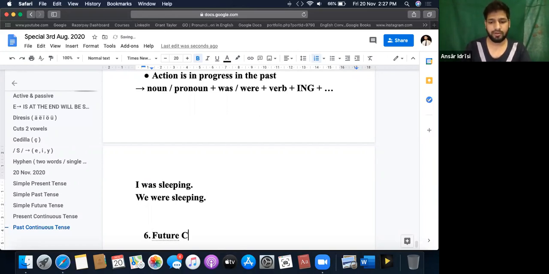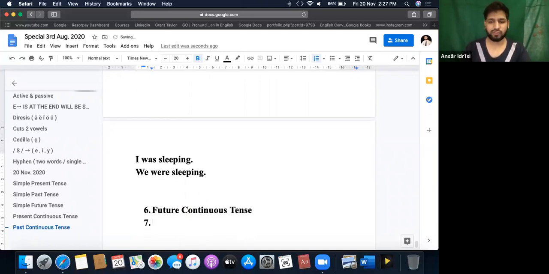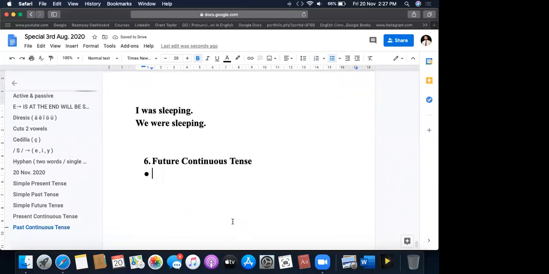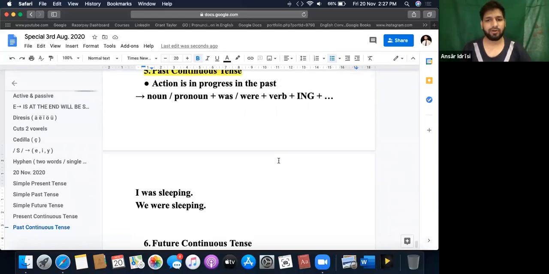Future continuous tense. Now, when do we use future continuous tense? Something action happens in future and progressing in future. Action is in progress in the future.